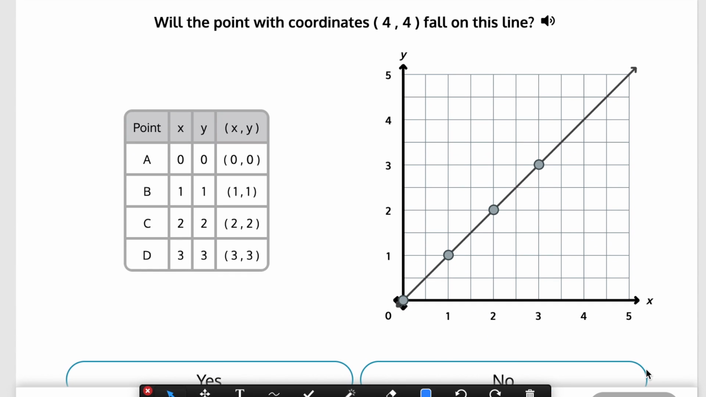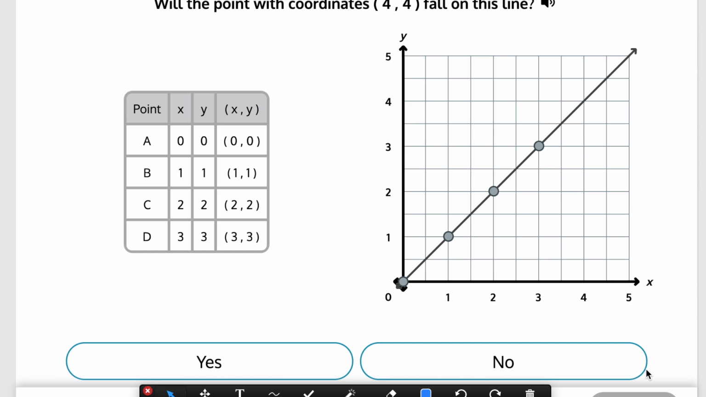So first, before I even plot it, I want you to make a prediction. Will the point with the coordinates 4, 4 fall on this line? Take a vote, yes or no. You can vote in Zoom or with a thumbs up and thumbs down in the classroom. Go ahead and vote. So now let's plot it to see. So I'm going to plot 4, 4. And we can see that, yes, it does fall on this line. I'm thinking that's because it follows the same pattern.